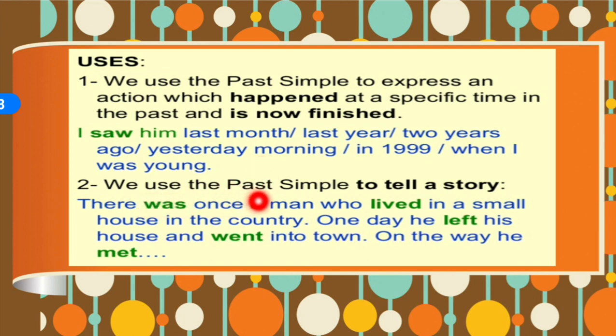Also, we use simple past tense or past simple to tell a story. Yes, like while narrating a story, we make use of simple past tense. For example, there was once a man who lived in a small house in the country. One day, he left his house and went into town. On the way, he met... That means that is how a story is narrated. Right, children? So, all these words like was, lived, left, went, met are in their past form. That is the second form of the verb.